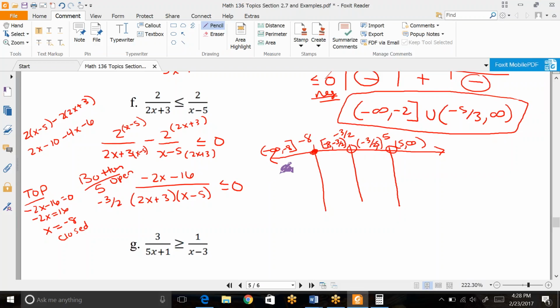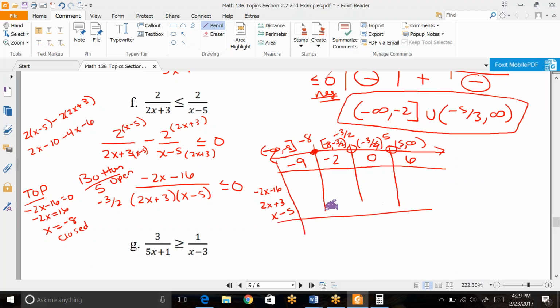My factors, well, let's do our test values. Test values would be, let's say, negative 9. This is not going positive, and that's negative 1.5, so I'm going to try negative 2. This does change signs, so I can use 0, and 5 to a positive infinity, we can use 6. So we have negative 2x minus 16, 2x plus 3, and x minus 5.